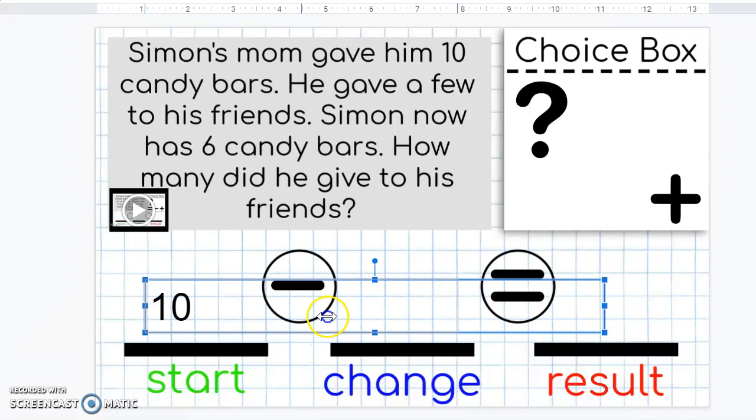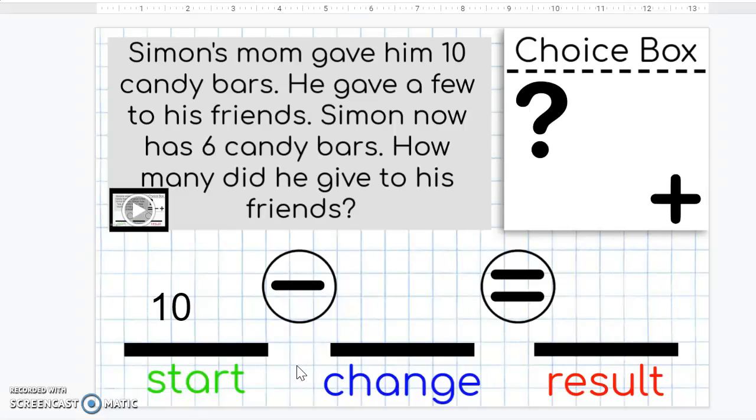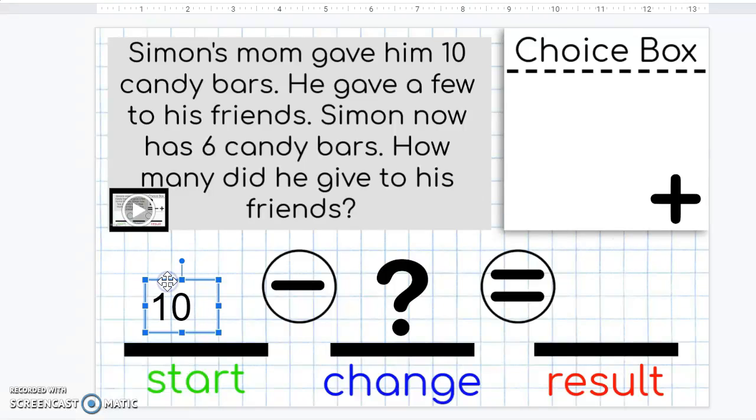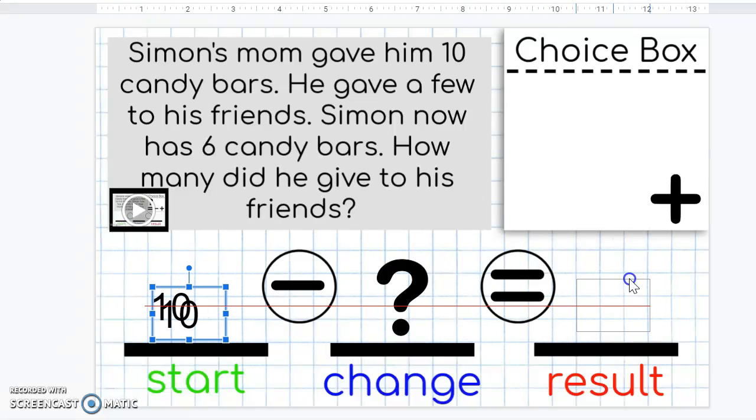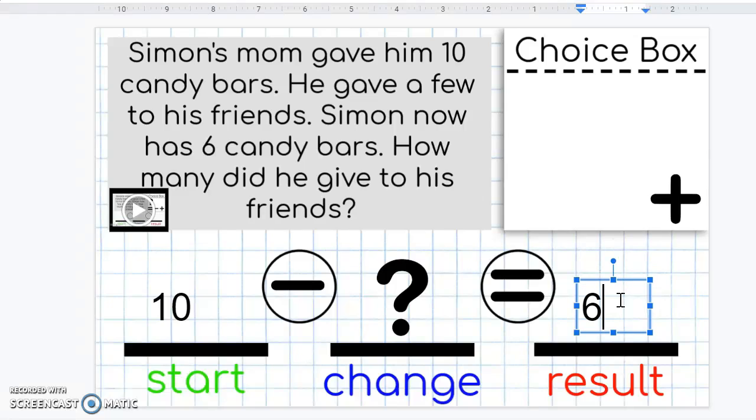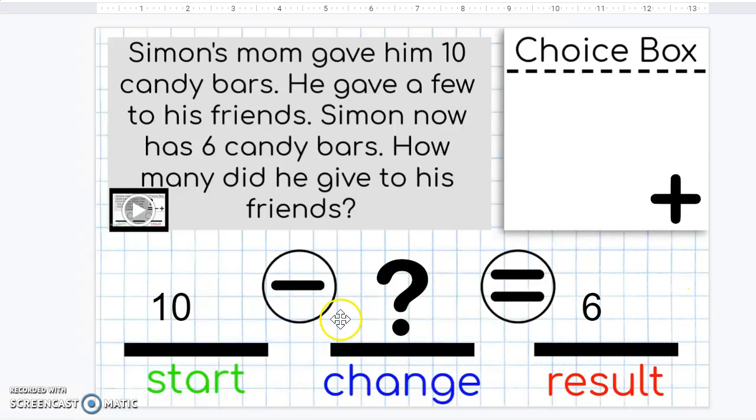Lucky Simon. So I'm going to put the 10 in my start position, and then I'm going to keep reading my story. He gave a few to his friends. There's my change sentence. It's changing my start number, but I don't know how much it's changing, so I'm going to pull down my question mark for my change line. Simon now has 6 candy bars. That's how many he ended up with. That's the total that he has at the very end of the story. So I'm going to put 6 over here for my result. How many did he give to his friends?